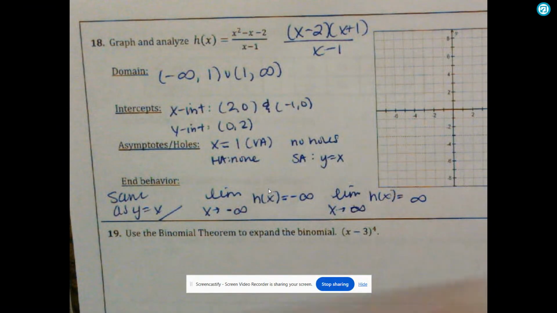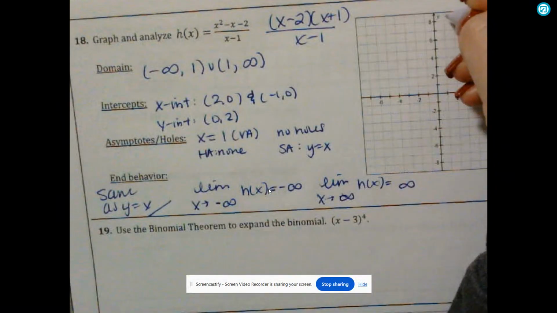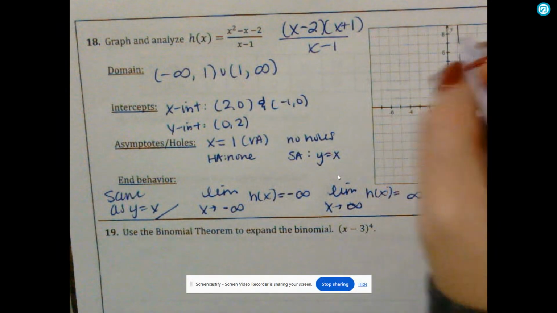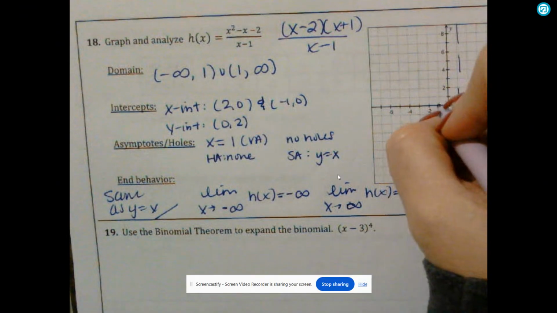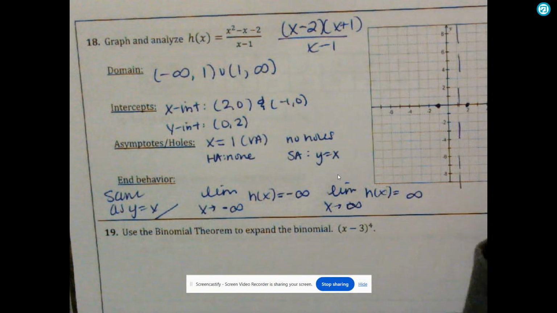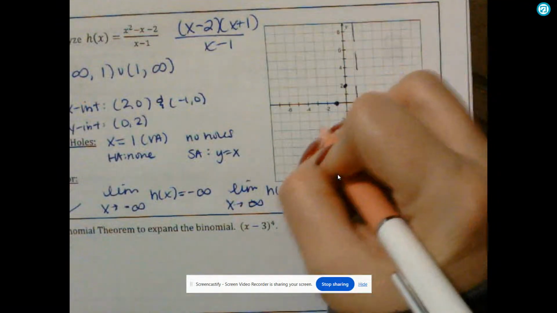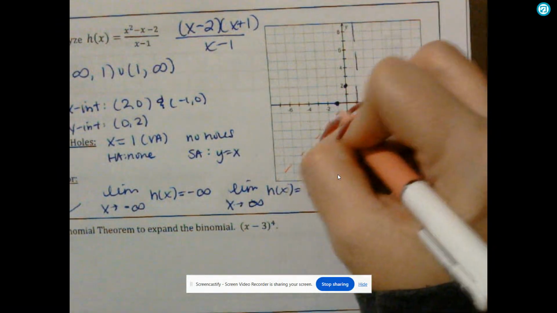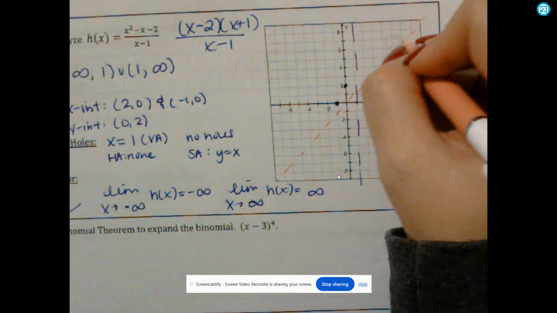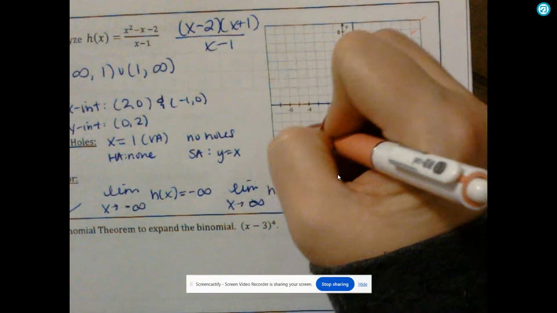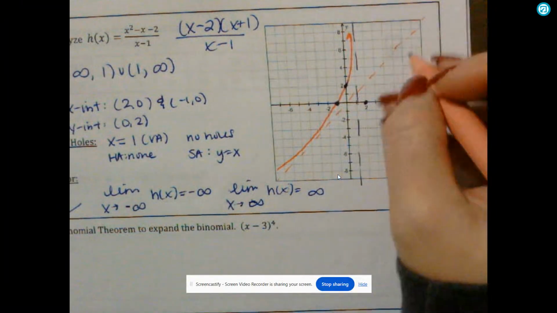So now it says graph. What I'm going to do here is graph what I know. I have a vertical asymptote at 1. I have zeros, or x-intercepts, at 2 and negative 1. I have a y-intercept at 0, 2. I do know my slant asymptote, like I said, was y equals x, which is the line that literally just goes right through here. I know we don't draw our slant asymptotes a lot, but I want to be able to follow correctly. So really what's happening here is your graph is going to follow those asymptotes like so.